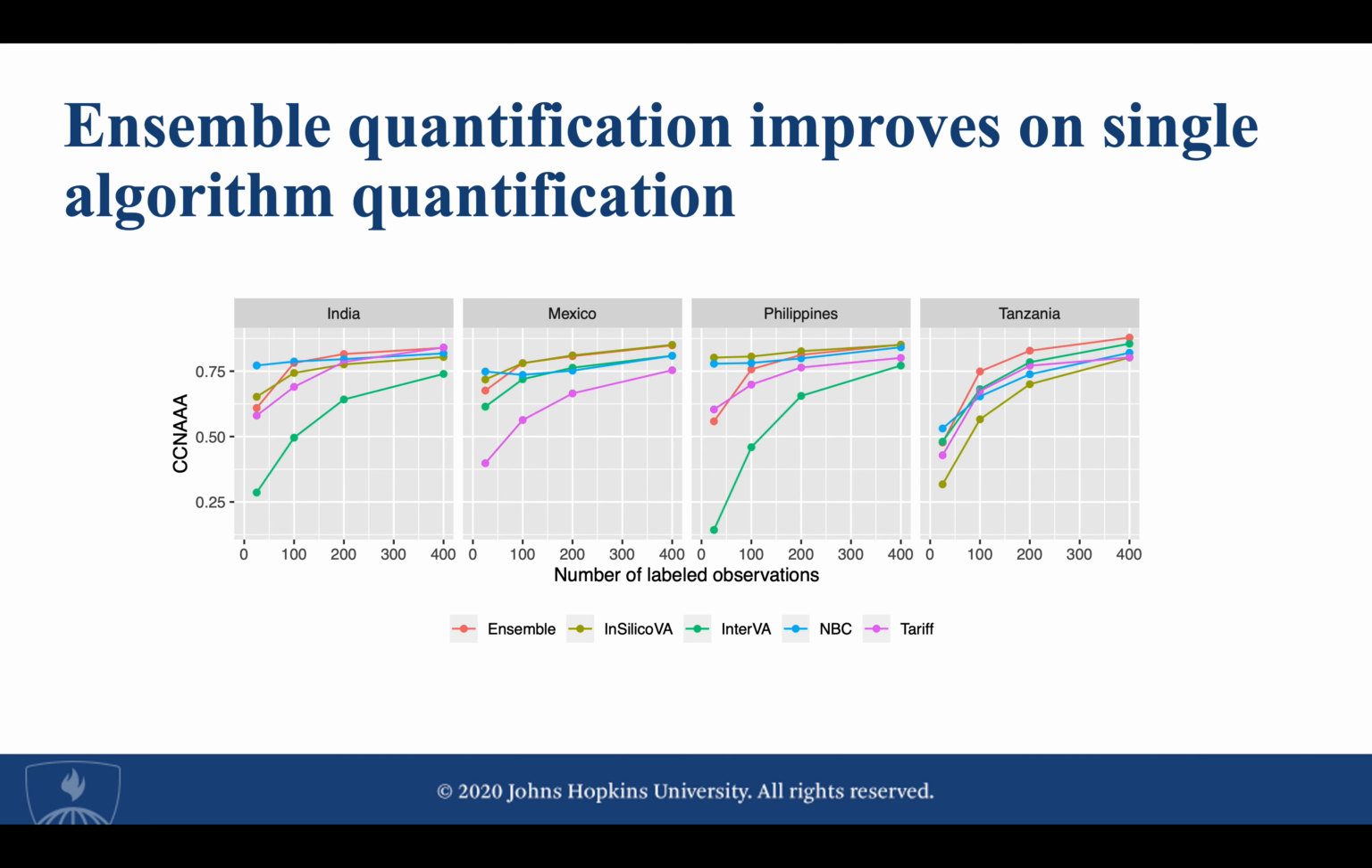Because we never know a priori which algorithm will perform better or worse in a new setting, this gives us confidence that the ensemble algorithm is a safer choice than trying to rely on intuition and picking which single algorithm to use. Finally, as the number of labeled observations increases, the ensemble algorithm is one of the best, if not the best performing algorithm across the countries.